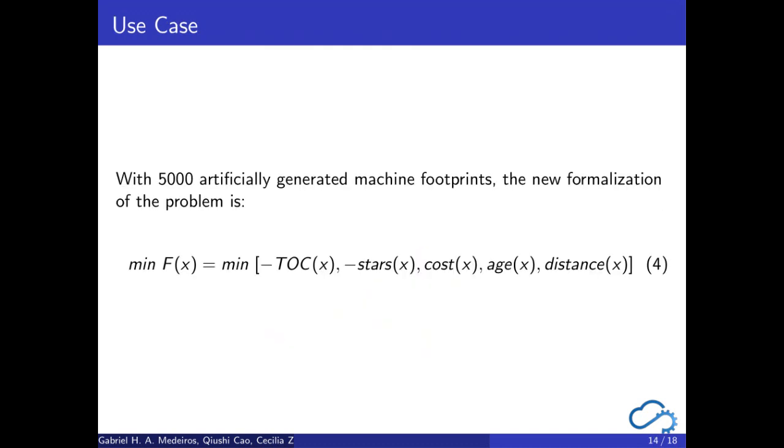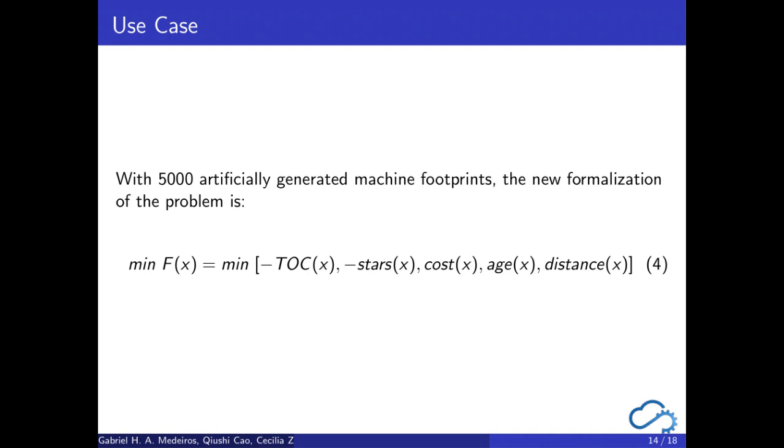An application on several artificially generated machine data has been done. The machine database is composed of 5,000 different footprints. For each machine, the following attributes were considered: availability, supplier company reputation, evaluated from 1 to 5 stars, cost of renting, age of the machine, and the distance from the user company to the supplier company. The type of the needed machine, such as milling machine or coiling machine, as well as the lower and upper limits of the values of the attributes, are used to filter the database before performing the optimization algorithm to simulate what the client companies do in their search.